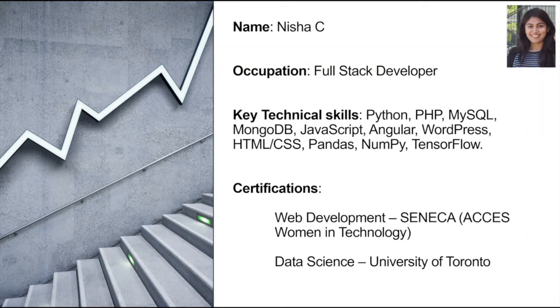My key web development skills are HTML, CSS, PHP, JavaScript, Angular, WordPress, and Python. My data science skills are Python-based libraries like Pandas, NumPy, and visualization skills like Matplotlib, Plotly, and machine learning skills like TensorFlow and Scikit-learn. Over the next few minutes, I would like to take you through my projects I completed as part of the web development course.